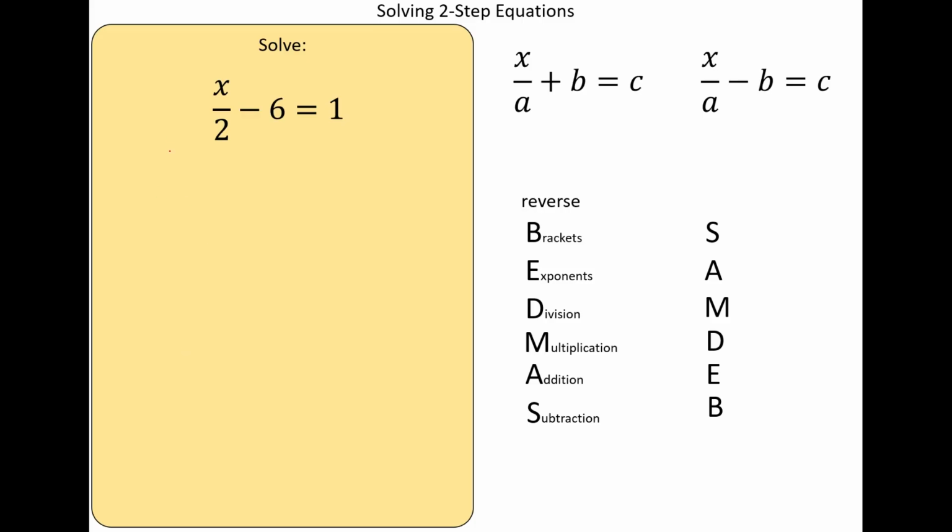Now for my last example here, I have x divided by 2 minus 6. Right now I can undo the dividing by 2 by multiplying by 2 and undo the minus 6 by adding 6. However, because of reverse order of operations, SAMDEV, I always want to undo subtraction and addition first. So instead, I'm going to undo the minus 6 first by adding 6 to both sides. Now I just have x divided by 2 on the left side. On the right side, I'm going to have 1 plus 6, which is going to be 7. Now I want to undo my dividing by 2 by doing the opposite and multiplying by 2. Now on the left side, I just have x. On the right side, I'm going to have 7 times 2, which is 14. So x would equal 14.